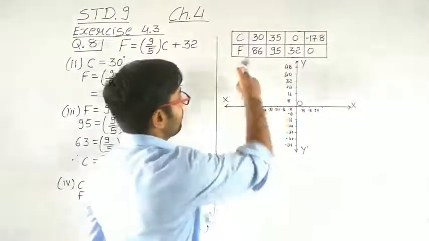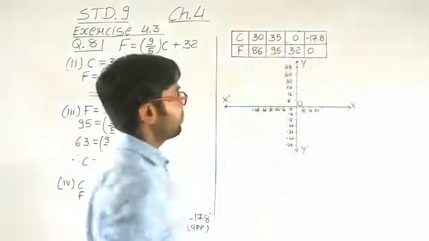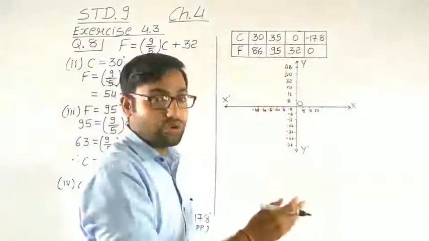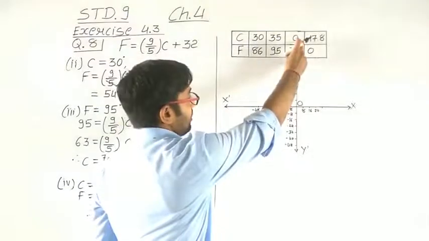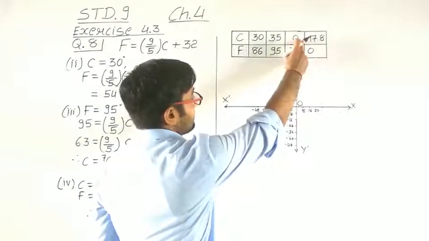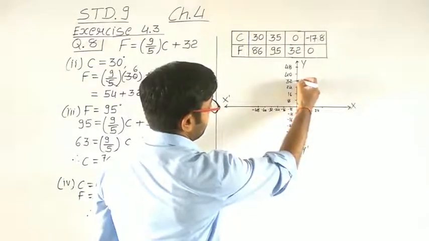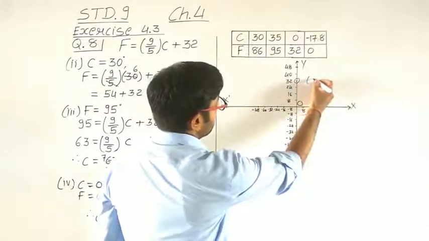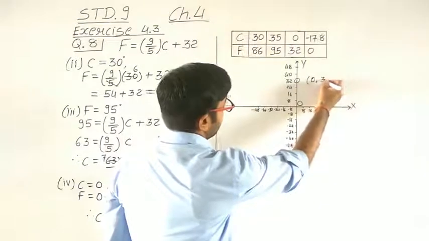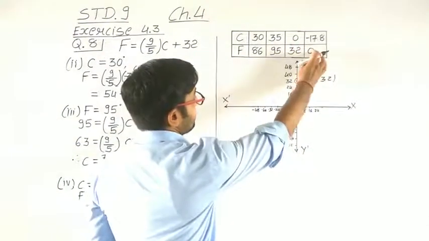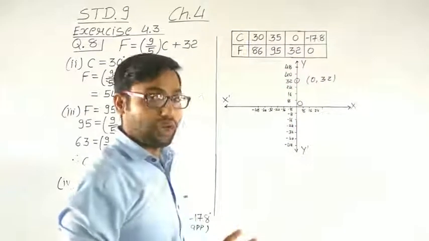So the first point we have to locate is C 0, F 32. C is 0 means if you consider C as the x coordinate, the x coordinate is 0 and the y coordinate is 32. So the point we get here is (0, 32). Right? The second point we can locate because these 2 points are easy to locate.